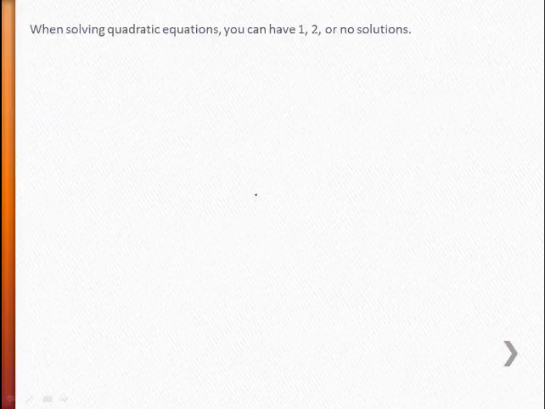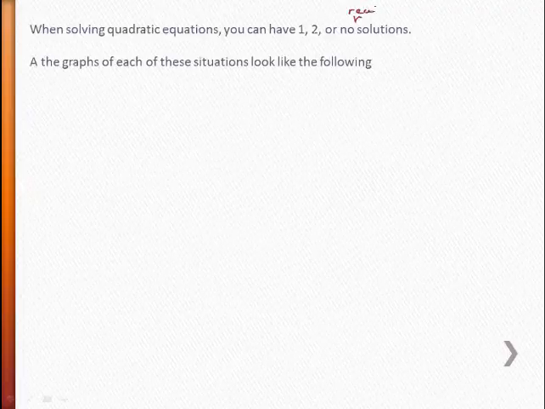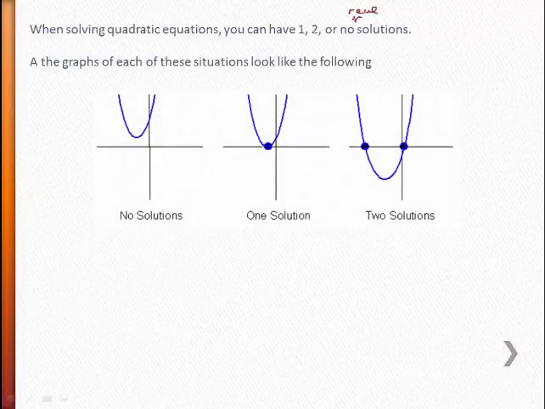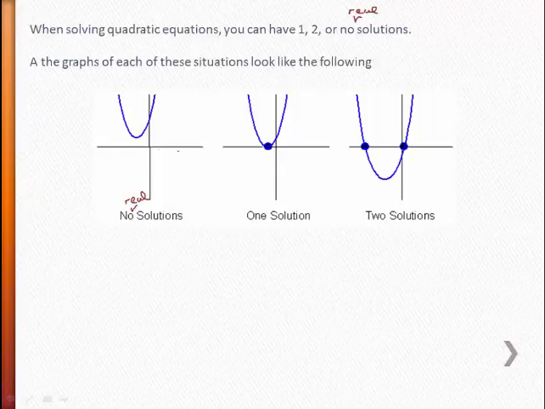We can have one, two, or no solutions when we're solving quadratic equations. And I shouldn't say no solutions. I should say no real solutions. Okay, the graphs of each of these situations look like the following. If I have no real solutions, that is because I am not crossing the x-axis. My solutions exist here. If I have one solution, that is because I'm touching the x-axis in one place. And if I have two solutions, that is because I'm touching the x-axis in two places. And all quadratics give us a parabola. So the shape will always be the same. It's the arrangement or the placement that will change.